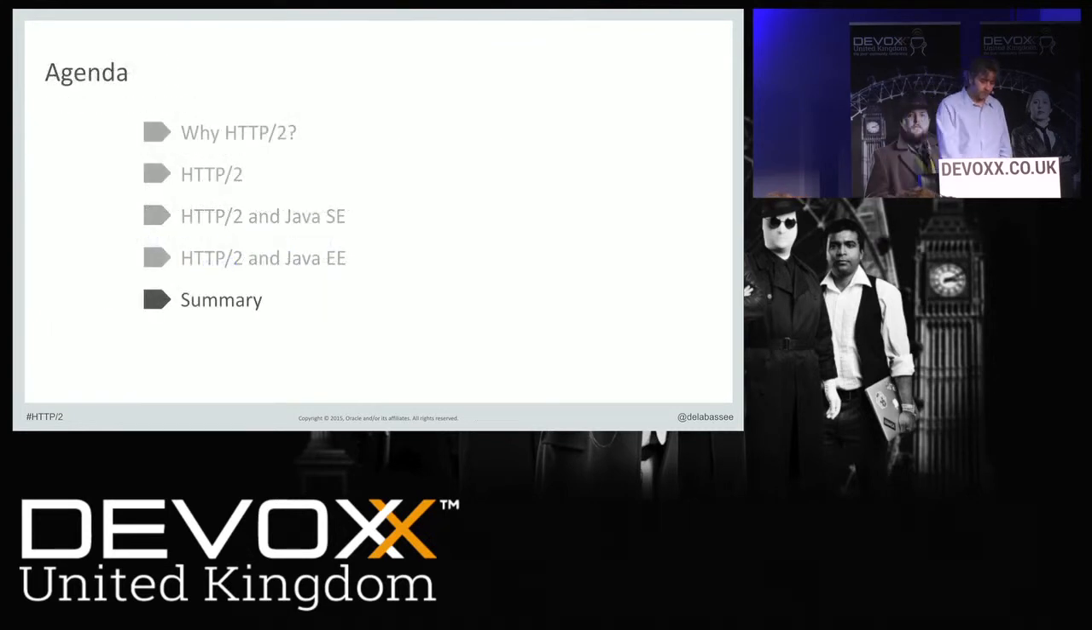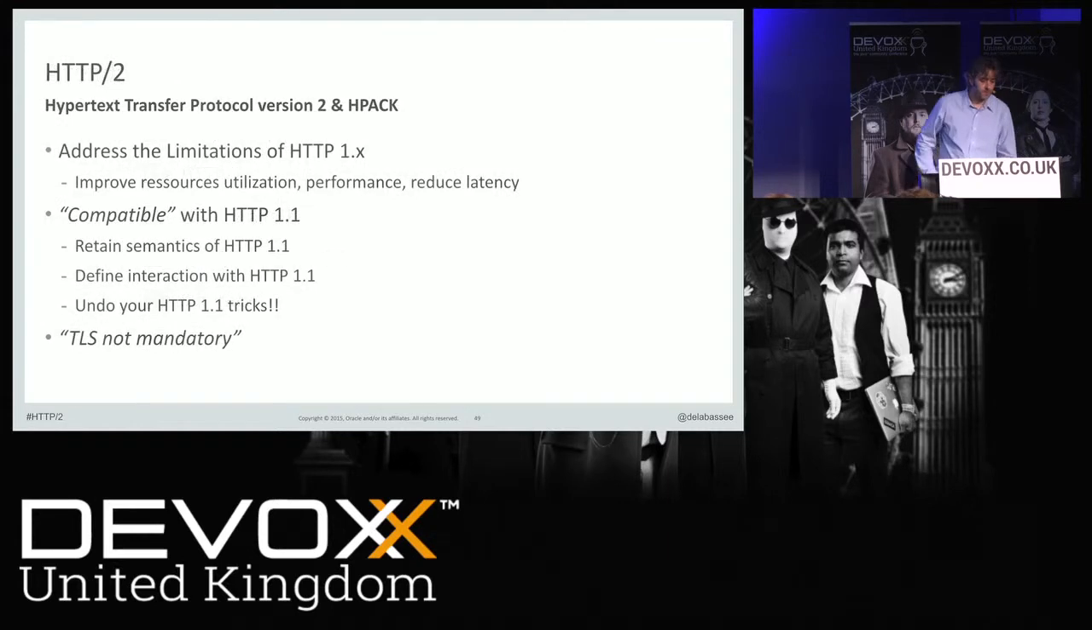So, in summary, HTTP2 addressed the limitations of HTTP 1.1. It improved the resource utilization, it increased the performance, it reduced the overall latency. It's "compatible" with HTTP 1.1. I've put compatible between quotes because it retains the semantics of HTTP 1.1.